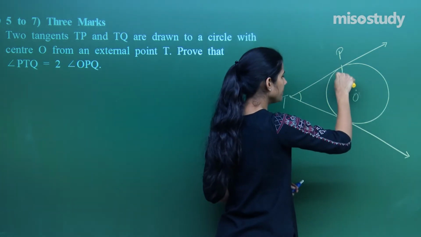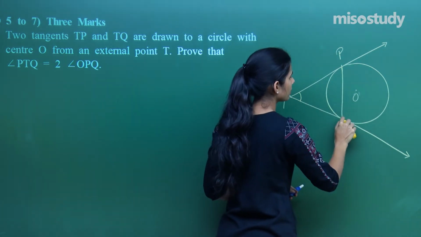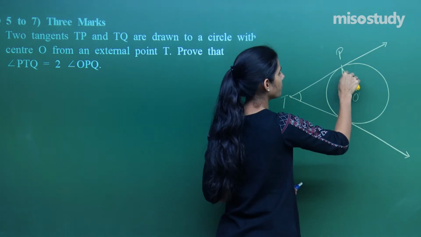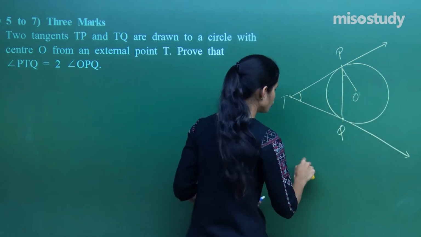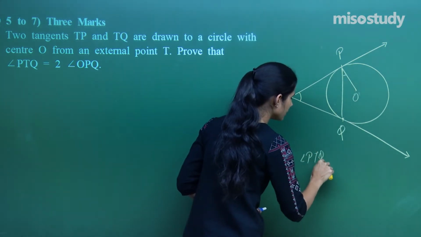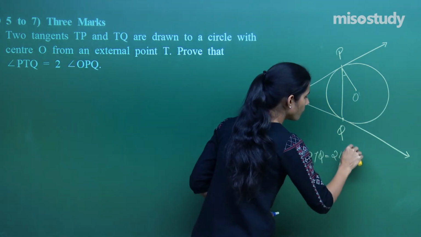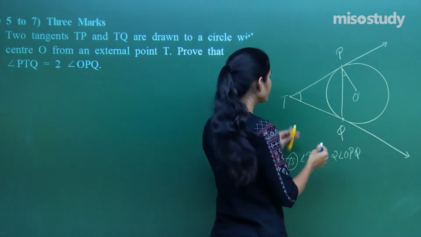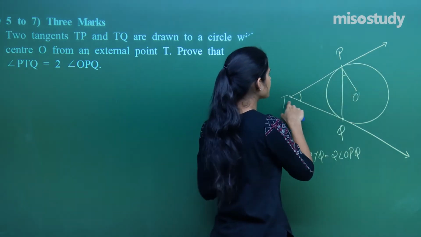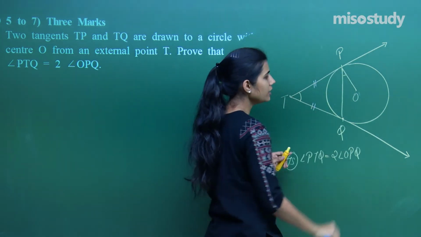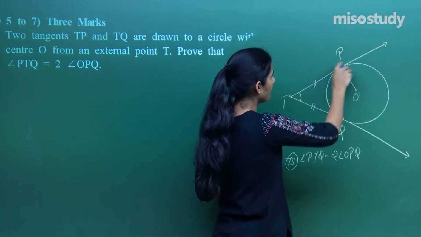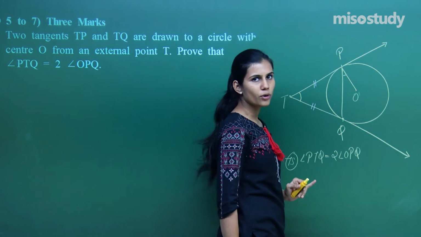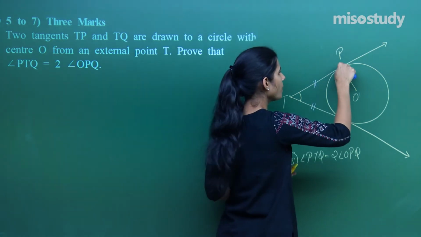So if you join PQ, and this is O to P, so this is OPQ. I have to show angle PTQ is twice of angle OPQ. I have to show this. Now try to recall, these are two tangents drawn from an external point, so their lengths are equal, right? PT is the same as QT, because tangents drawn from an external point are equal in length.